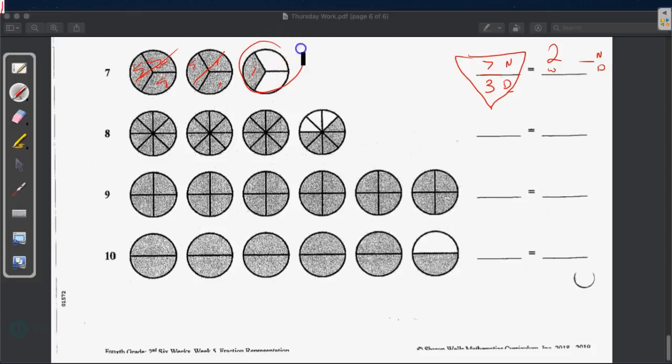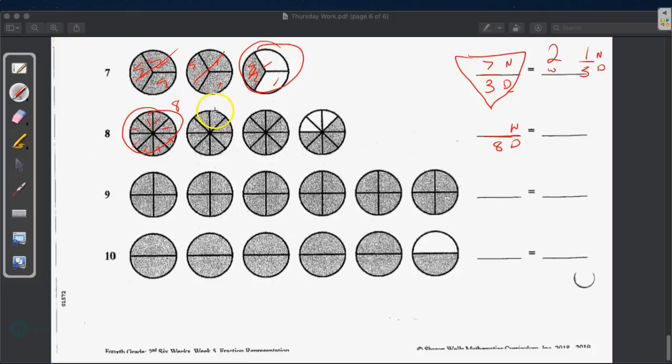Your denominator, look at the last picture. How many pieces do you have in one group? 3. How many pieces are shaded in? Only 1. So there it is, 2 and 1/3. Number 8. So in number 8 you have in one group 1, 2, 3, 4, 5, 6, 7, 8. You have 8 pieces in one group, and then you count all your shaded pieces.